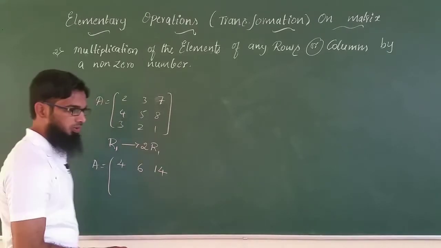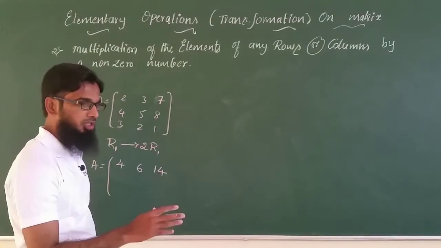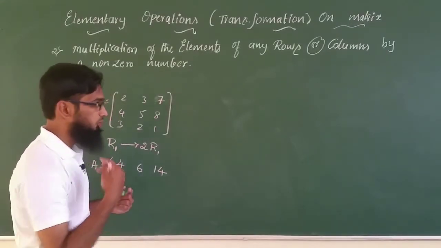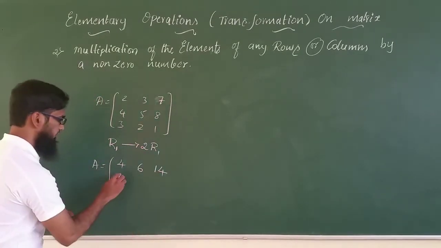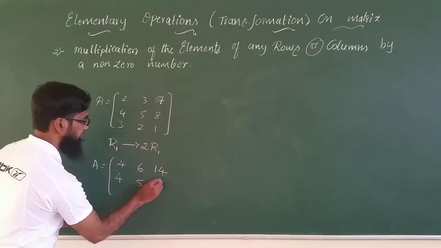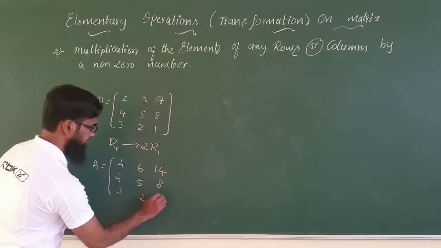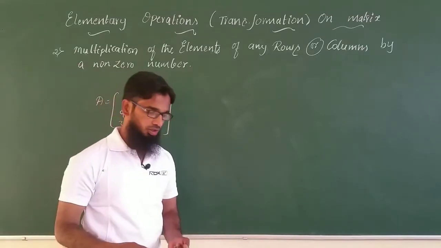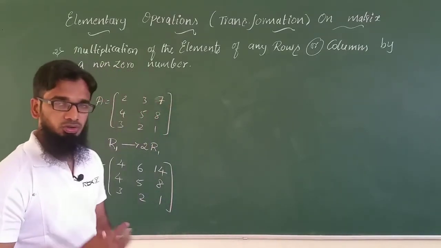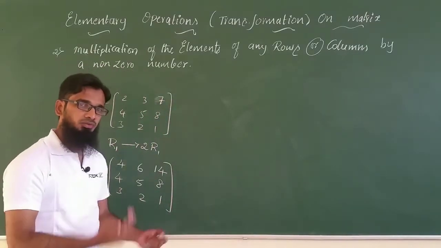The remaining R2 and R3 elements, we are not multiplying with any number, because the operation is only for the R1 elements. We just keep them as they are: 4, 5, 8, and 3, 2, 1. This is how we can multiply a constant, that is a non-zero number, for any of the rows or any of the columns here.